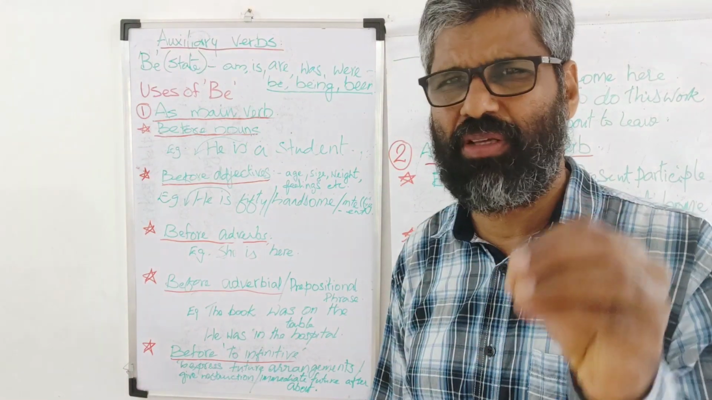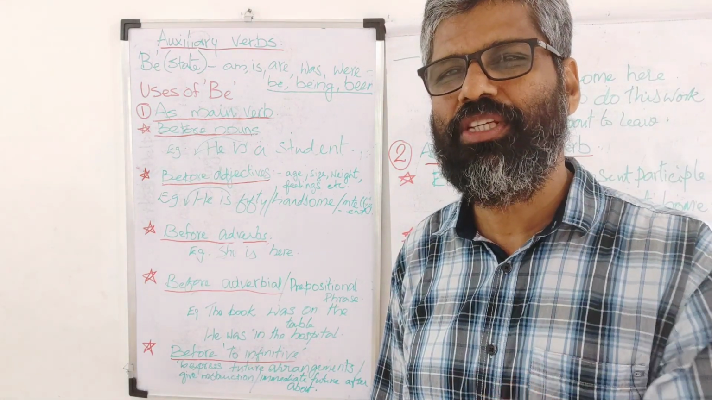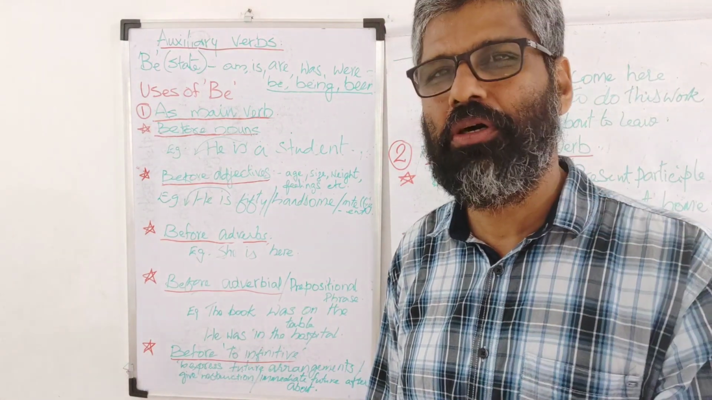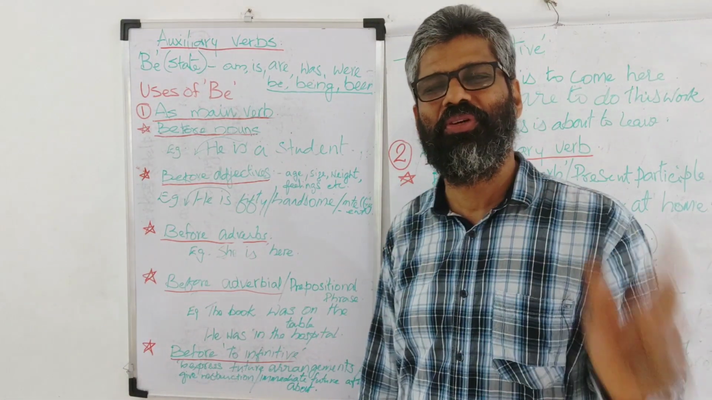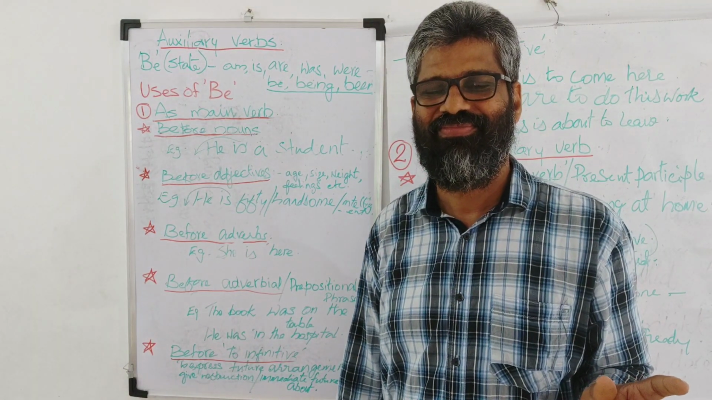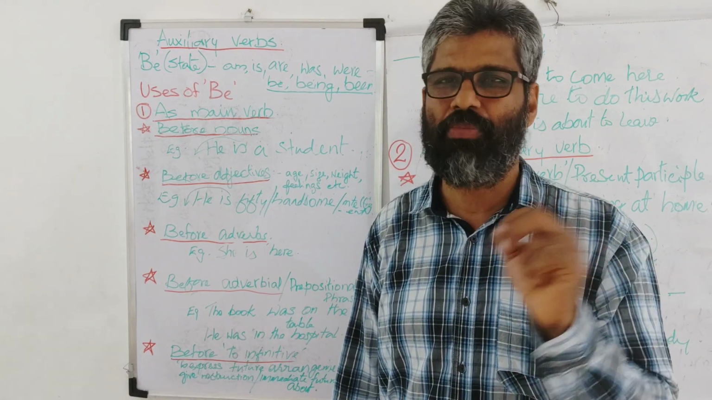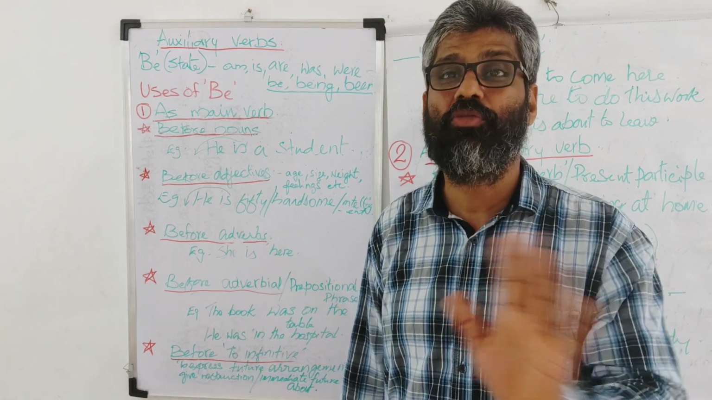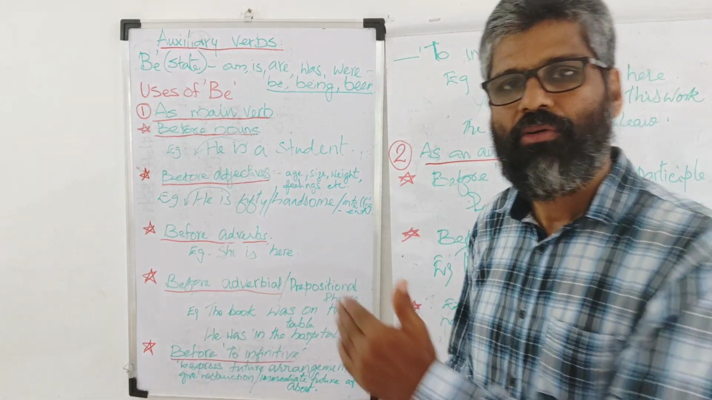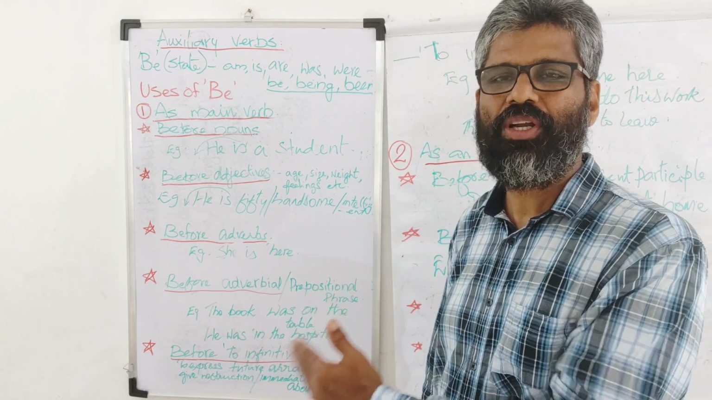So two types of infinitives are the bare infinitive and to infinitive. Bare infinitive is nothing, just the root of the verb. Let's take the verb go. Go is bare infinitive. To go is to infinitive. Is it clear to you? Come is bare infinitive. To come is to infinitive. So it won't change.